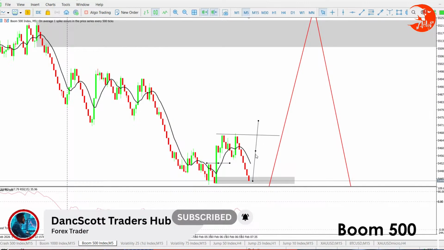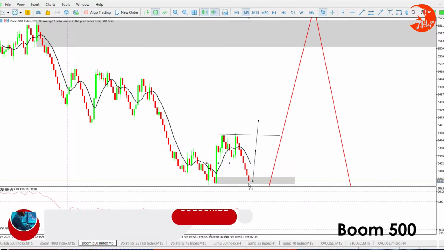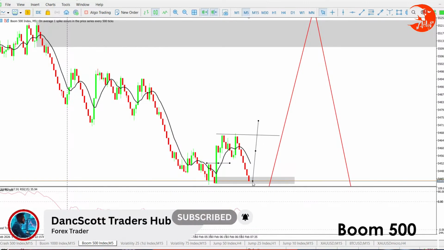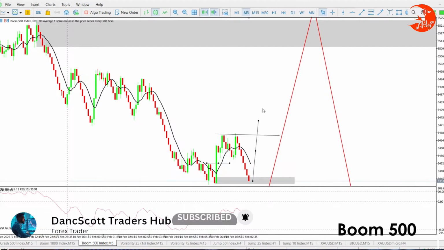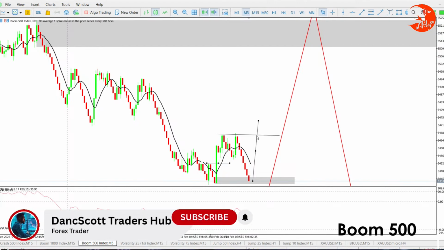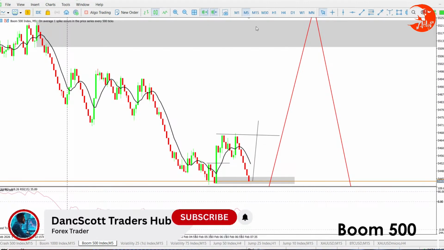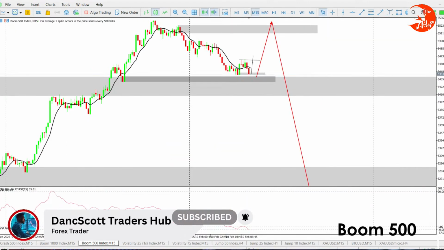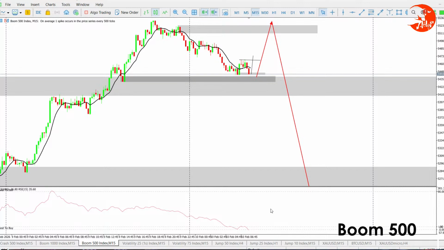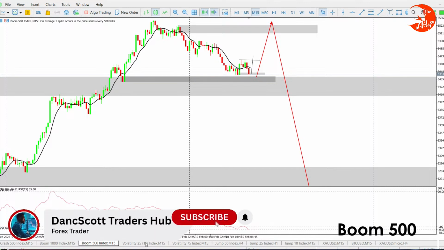So we wait. If it fails to break this level here, then the next M15 candle is gonna be likely breaking through that. So we wait and see what is gonna come out. I'll be coming back to it. Let's go to some other asset. We'll be coming back to it later. All right, that is Boom 500.